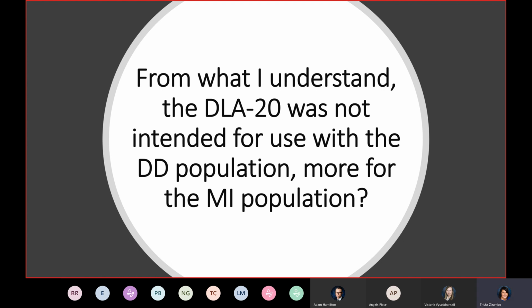From what I understand, the DLA 20 was not intended for use with the DD population, more for the MI population. So I think Dave will give us some clarifying information about that. Okay. The OCHN provider network uses two different well-established research-backed DLA 20 assessment tools.